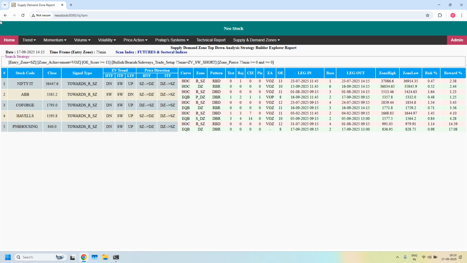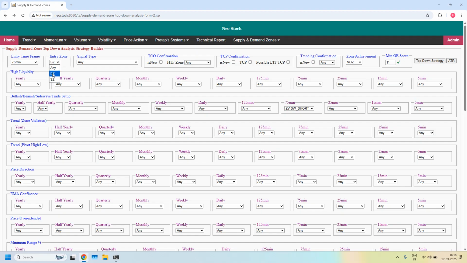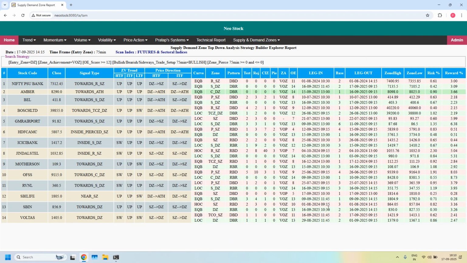Next, bullish trade setup for weekly income trade. 75 minutes demand zone, here bullish, and minimum order enhance score 12. We got 14 stocks. And all the entry time frame zones are 75 minutes demand zone. So total we got 14 stocks. Out of 14, let us identify high probability trade setup 75 minutes demand zones based on different zone confluence and EMA confluence strategies you learned in lesson 27.